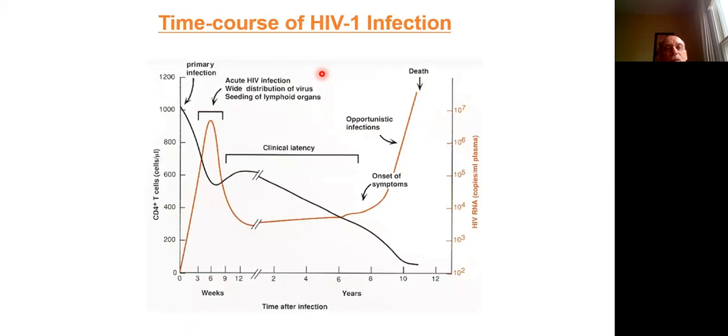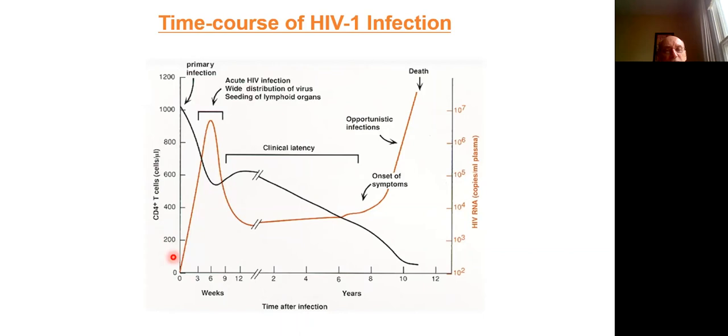So this is a graph of what happens when a person is infected by HIV. And I'm showing you two time courses here. One, the colored line, is the virus load, the level of virus in the blood. And the other is the CD4 count, an indicator of the health of the immune system.